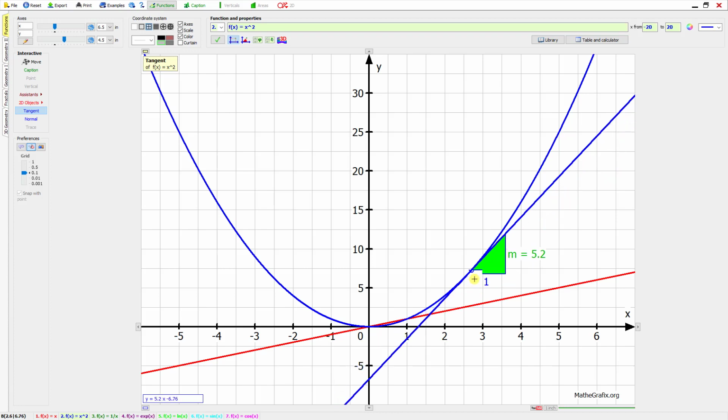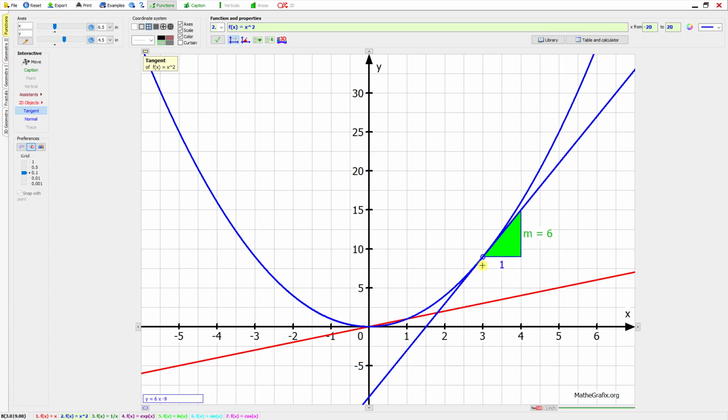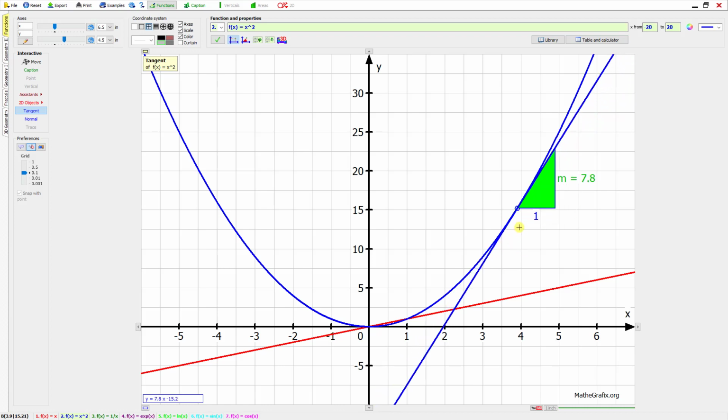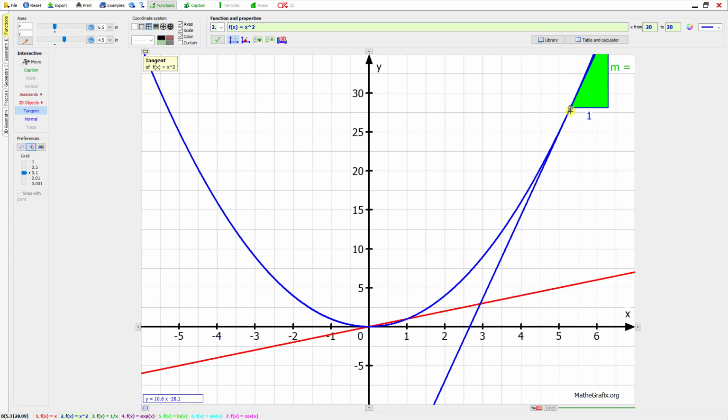Looks like we're doubling whatever x is. x equals 3, slope is 6. x equal to 4, slope is 8. I can keep going. How far can I go without losing that display? Okay, x equal to 5. The slope is equal to 10. Although the slope is changing with location, it is related to the x. It's twice the x, right? Okay, so that's good. Let's write that down.